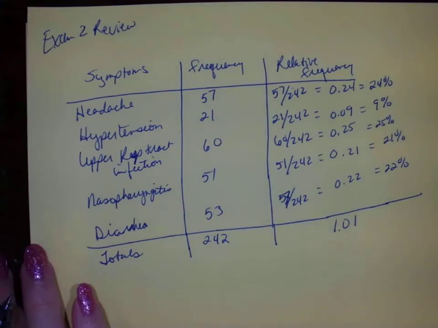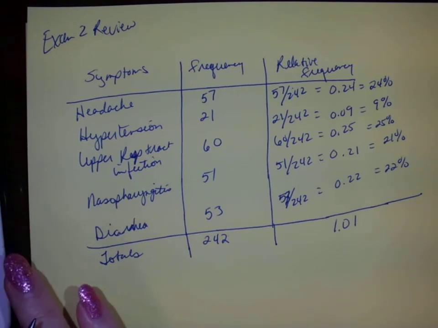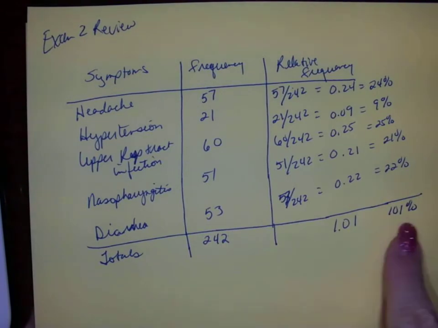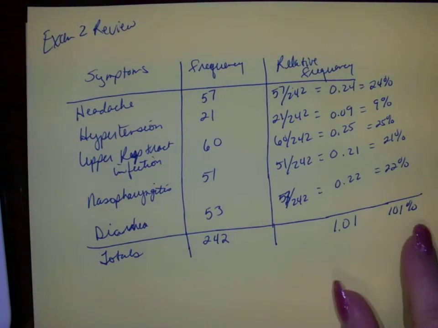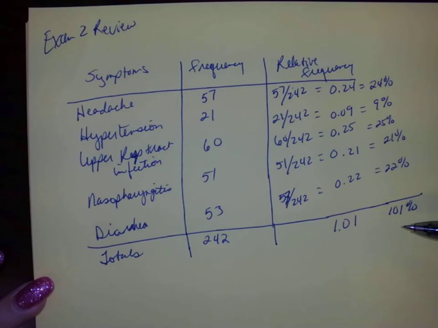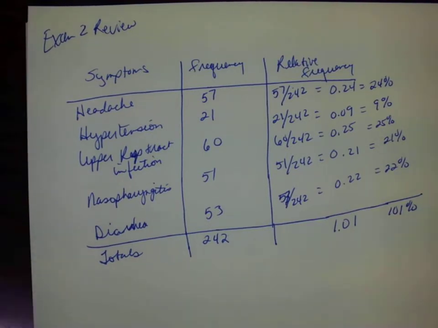I do believe. So let's add that together. 24 plus 9 plus 25 plus 21 plus 22. We get 101. So different value, but just moving our decimal places as well. You just want to make sure that in the end you have 100% of your data. 99% is okay, 101%. It all depends on how they round. And these did get rounded slightly.